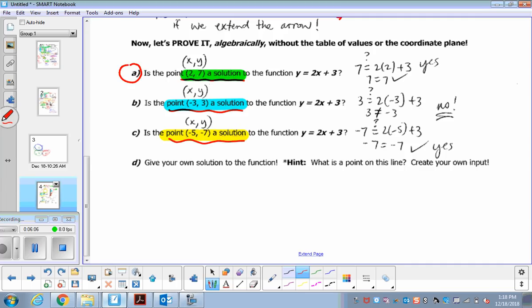So we're up here for A, and I'm asking, if I plug in a 2, do I get a 7? So in this expression, if I plug in a 2 and simplify, I did get a 7. So if I plug in a 2, I do get a 7, and that's why I can say yes.